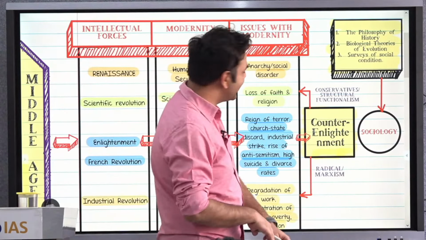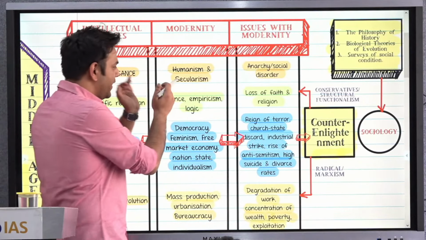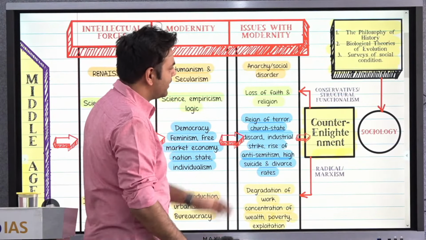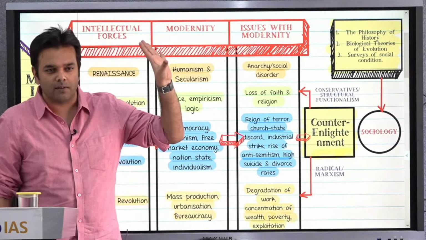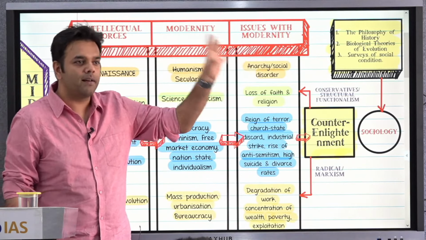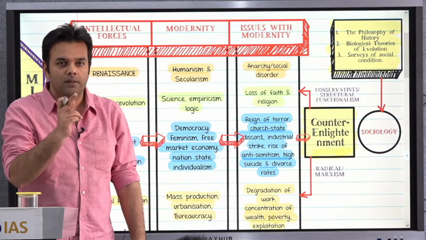ठीक है, चलो. Anyhow, scientific revolution, we got science, empiricism, logic. This came at a cost of loss of faith, religion, loss of tradition. We no longer are bound by traditions, norms, all those things. Okay, we run by logic now.